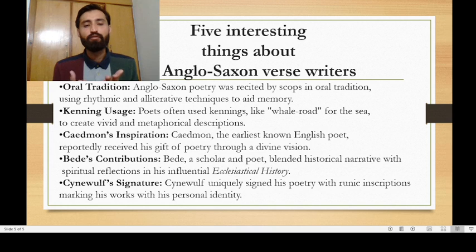The next one is Cynewulf's signatures. Cynewulf uniquely signed his poetry with runic inscriptions, marking his works with his personal identity. Runic alphabets were alphabets native to the Germanic peoples, and they were written in order to make yourself recorded in history. So Cynewulf was a writer who used to write runic inscriptions on his works so as to get himself written down in history.